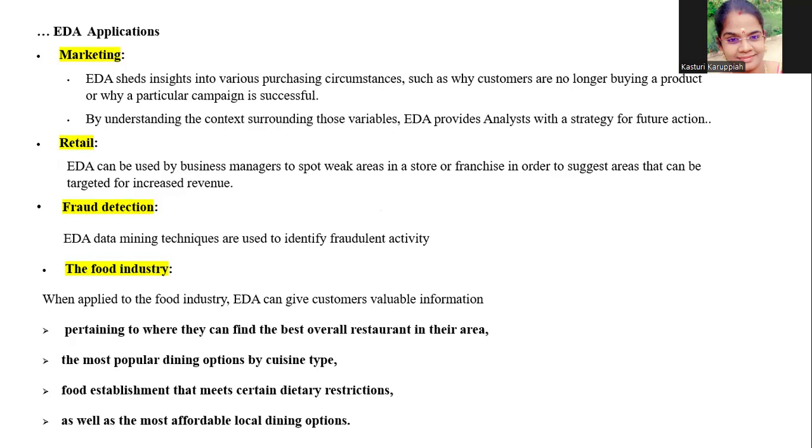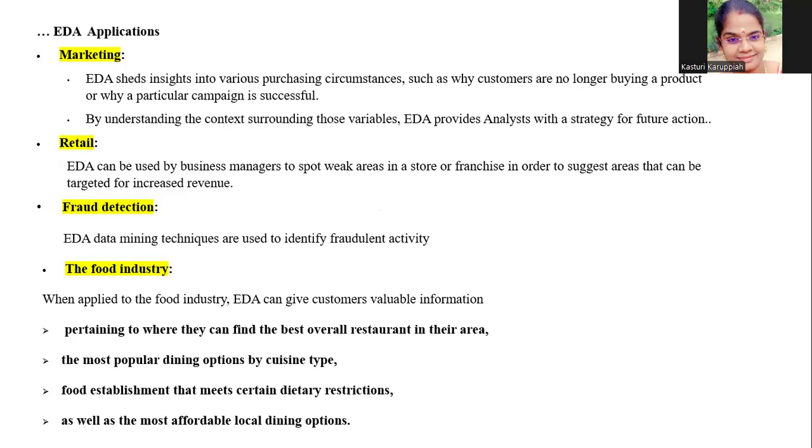Everything comes from the past history, from collecting data, proper data collection. And fraud detection: EDA data mining techniques are used to identify fraudulent activity by spotting anomalies. We can use the spot anomalies technique to find the fraudulent activity.